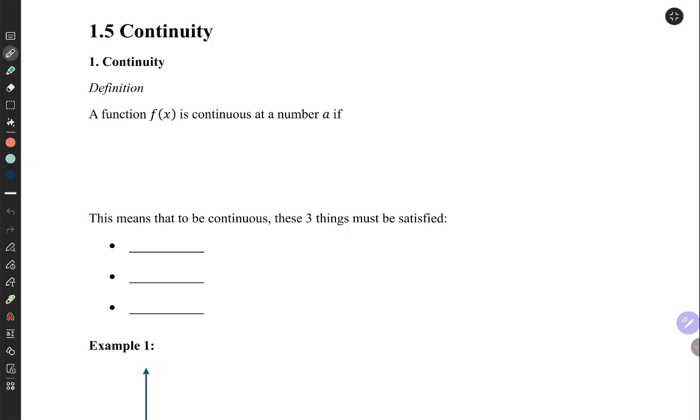Okay, so continuity. So what does it mean by a function that is continuous at a number? It sounds really simple, right? Continuous, just smooth. You don't have hiccups. You don't have opens. You don't have jumping. So that is continuous. But in mathematical language, continuous is when you have the limit of f of x as x approaches a number equal to f of a, f of that value.